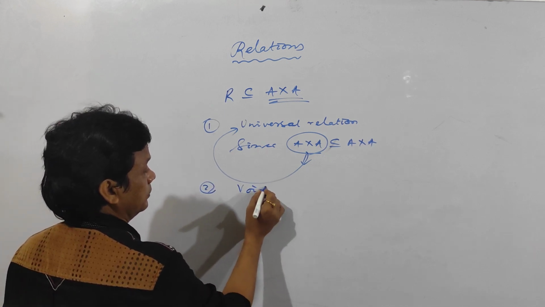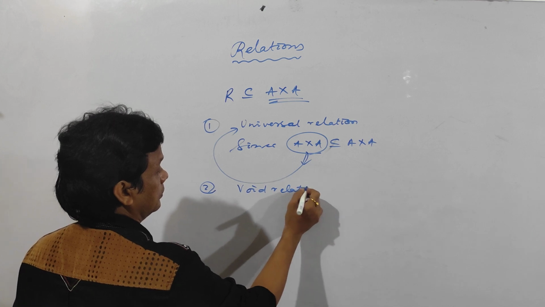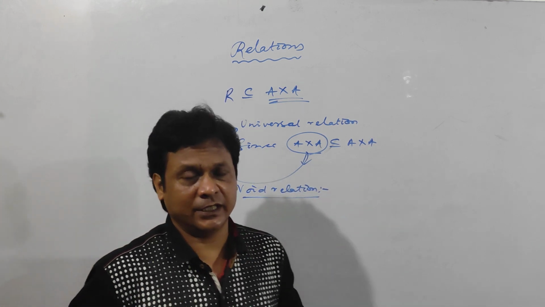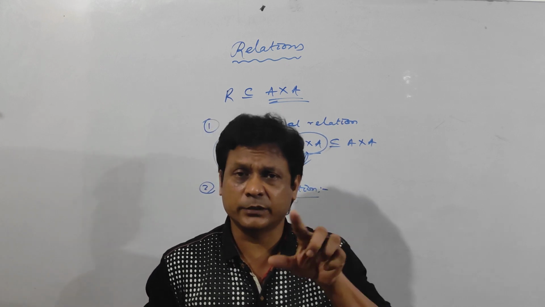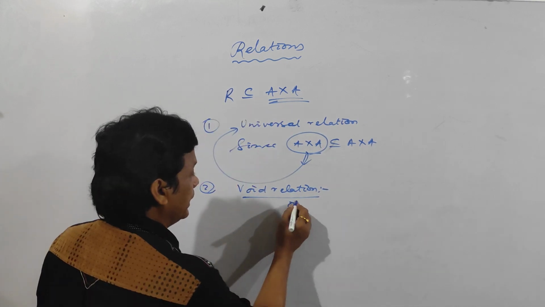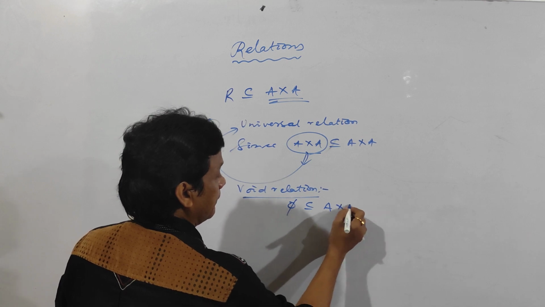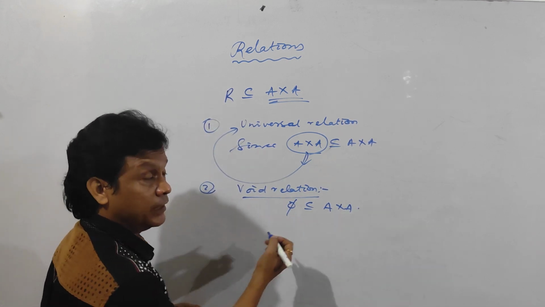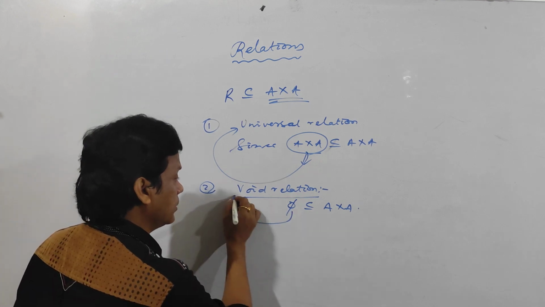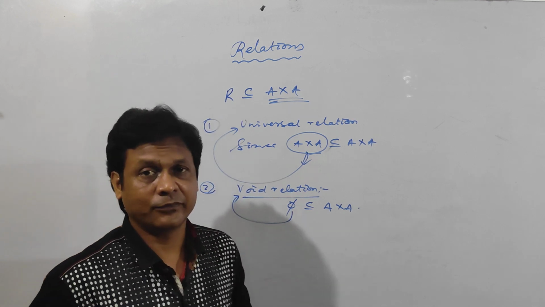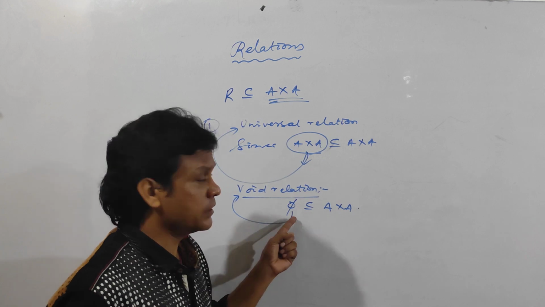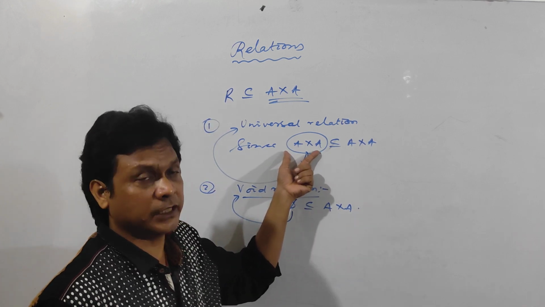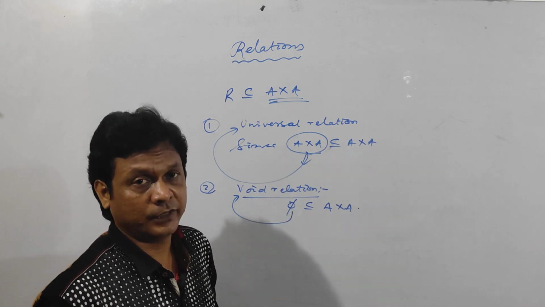And now, the second point, void relation. Since phi is a subset of any set, we know phi is a subset of any set. So phi is also a subset of A cross A. So this phi is a relation, and this relation is called the void relation. And it is the smallest relation on the set A. And the universal relation is the largest relation on the set A. Clear?